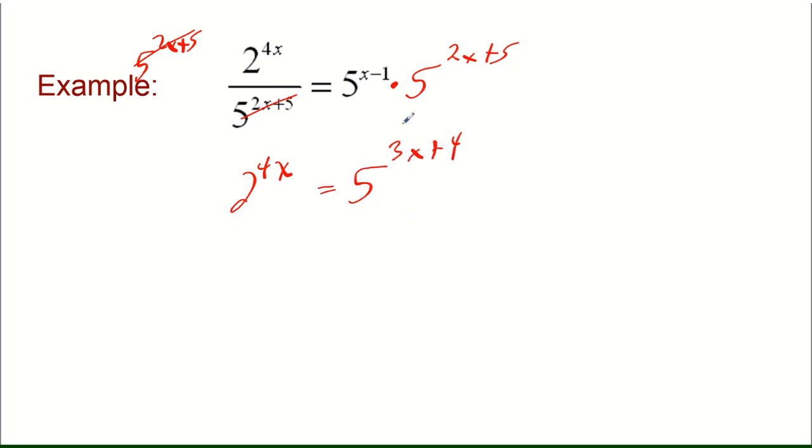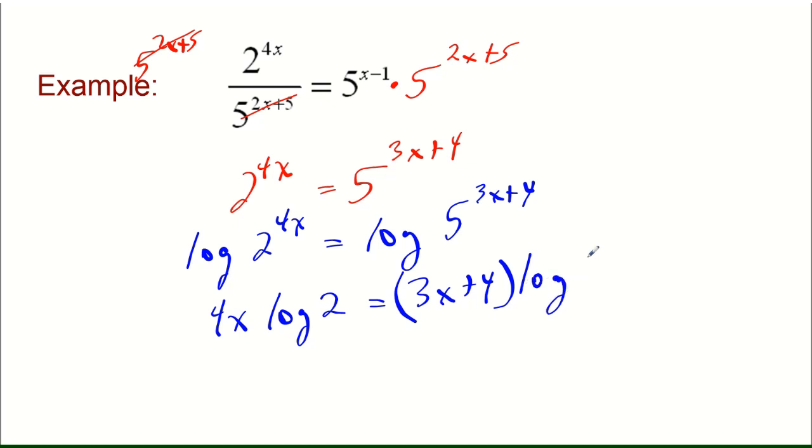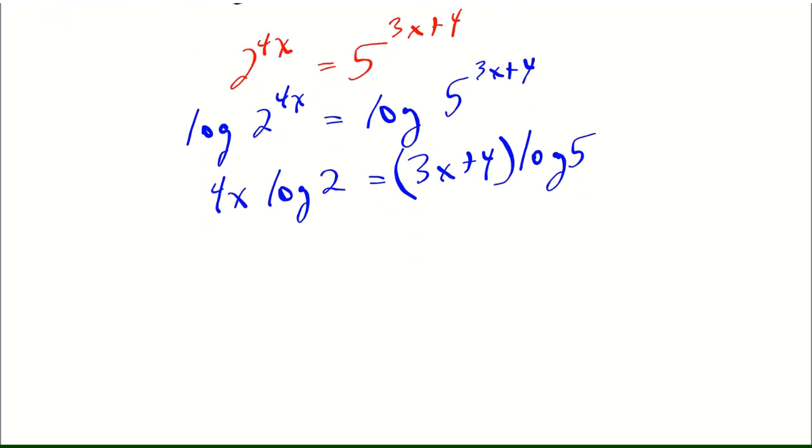I can't change these to the same base, so take the log of both sides. I'm going to use base 10. Take the log of the right side, base 10. Bring your exponents to the front: 4x log 2 equals 3x plus 4 log 5. Distribute on the right side. The left side's all good to go right now. So I'm just going to leave the left side, 4x log of 2.